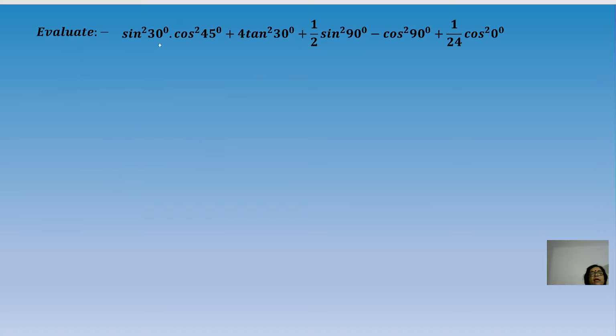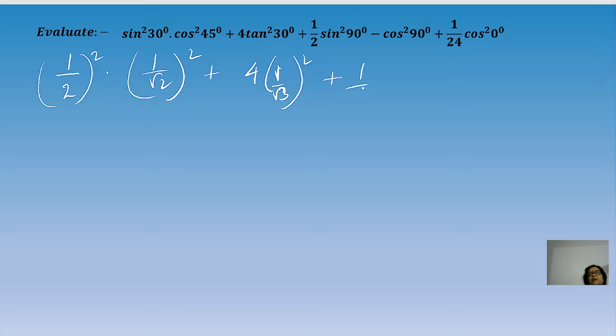Next question is sine square 30 into cos square 45 plus this. So we just put the values and simplify. Sine square 30 is half, so this becomes half whole square. Cos square 45 is 1 by root 2 whole square. Tan square 30 will be 4 into 1 by root 3 whole square.